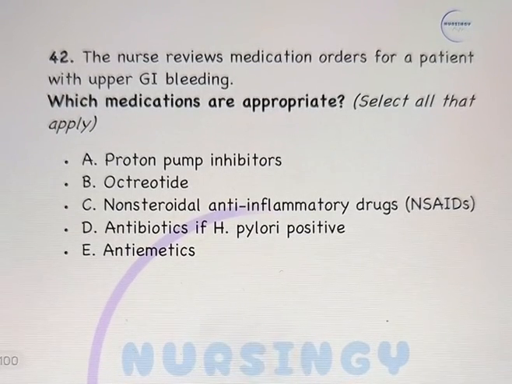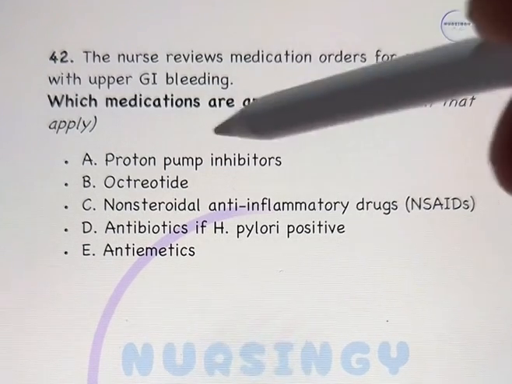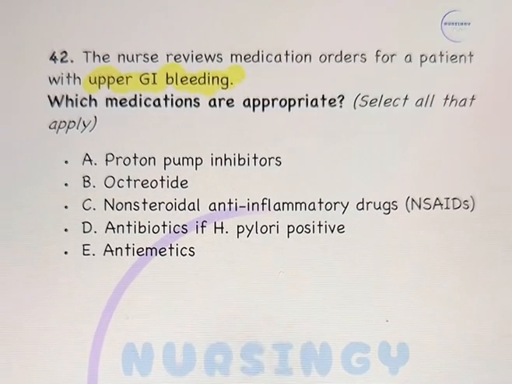The nurse reviews medication orders for a patient with an upper GI bleed. Which medications are appropriate? So we are having upper GI bleeding now. Okay, so which medication can we give to the patient? Proton pump inhibitor, can it help to reduce the bleeding?